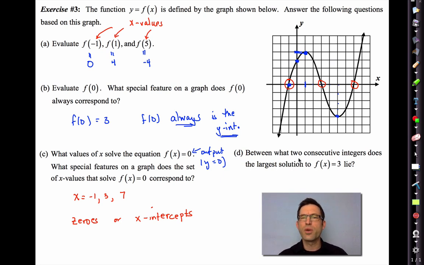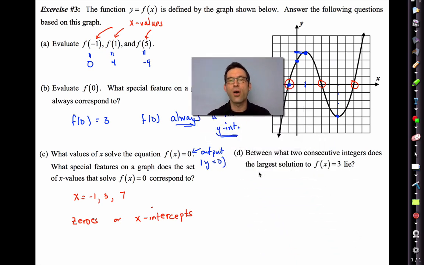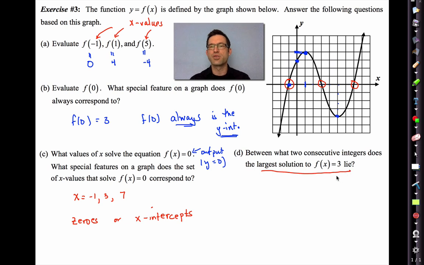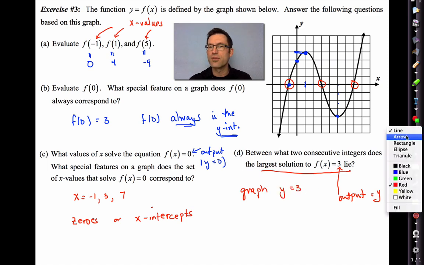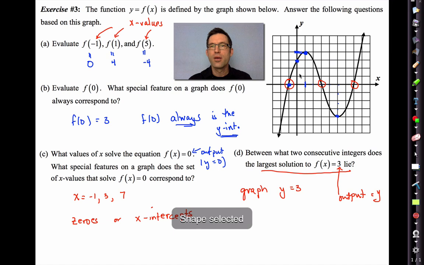Finally, letter D says, between what two consecutive integers does the largest solution to f of x equals 3 lie? Now again, right, that's the output. It's the y value. The easiest thing to do is to graph y equals 3. So let me do that. I'm going to do it in red. 1, 2, 3. I'm going to graph that. There's y equals 3.